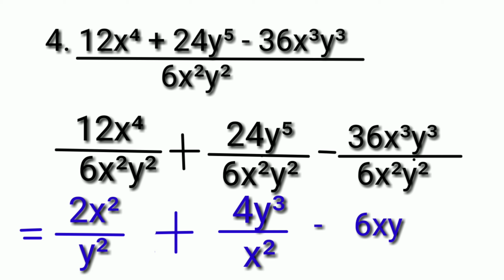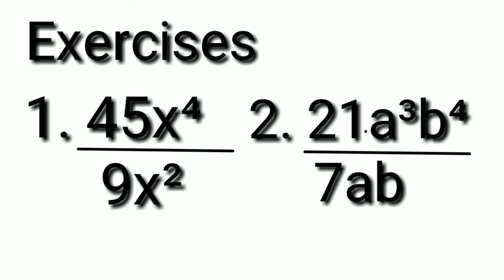Okay, ganun lang palagi yung gagawin. So, you just simply divide the numerical coefficient and then subtract the exponent of the same variables. So, kung wala naman siyang kapareho, so you just copy. So, doon lang natin siya ilalagay kung nasa denominator siya or sa numerator siya. Okay? So, we now proceed to our exercises.